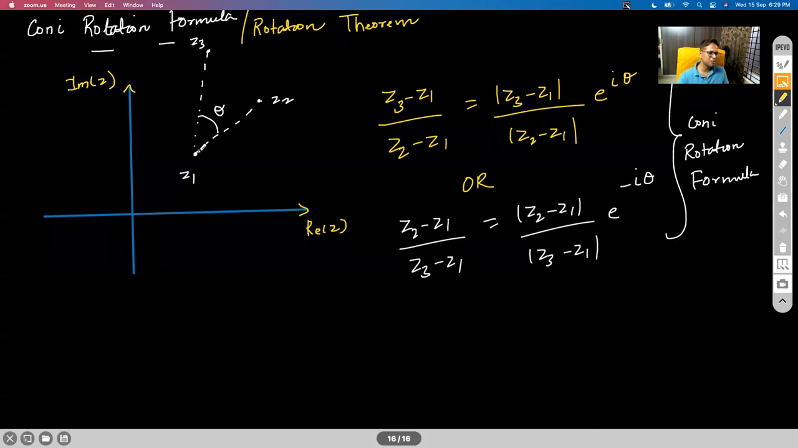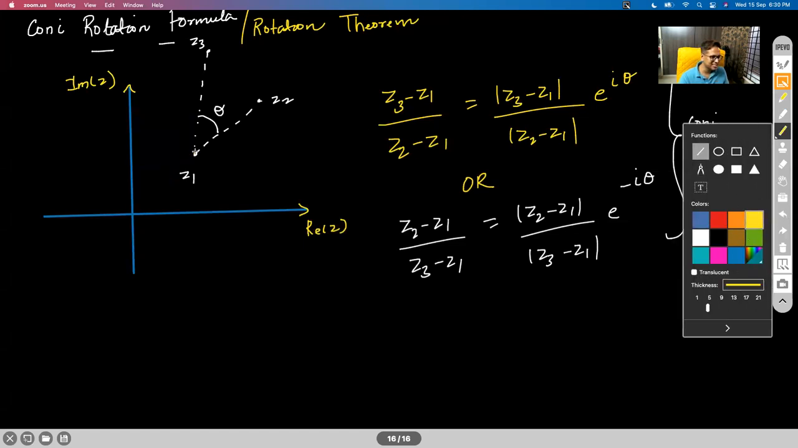Now, from where does this formula actually come? Very simple. Let me make a simple construction over here. Let me just pull this back and let me pull it back in such a way that it doesn't appear to pass through origin. Okay, let's say something like this. Okay, and I'll pull this back also.